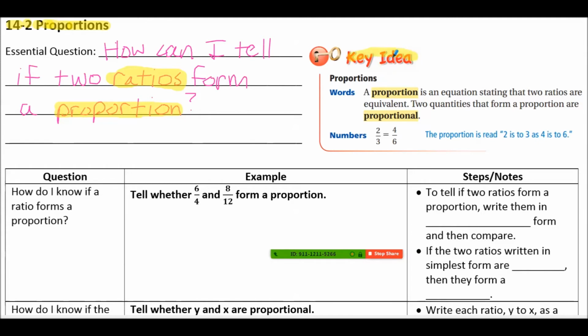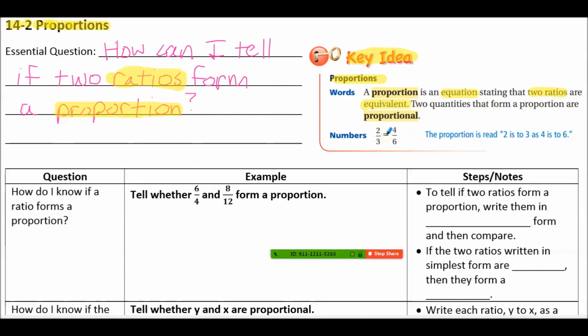Let's go into the key idea here. Proportions. A proportion is an equation. So every time you see the word proportion, think equation, stating that two ratios are equivalent or equal. Of course, if they're equal, then you can write them in an equation. Two quantities that form a proportion are proportional.